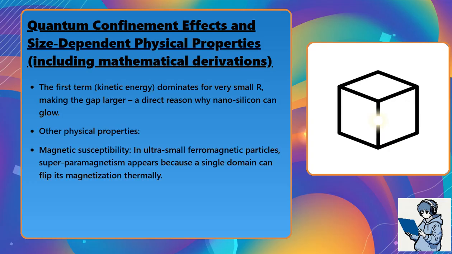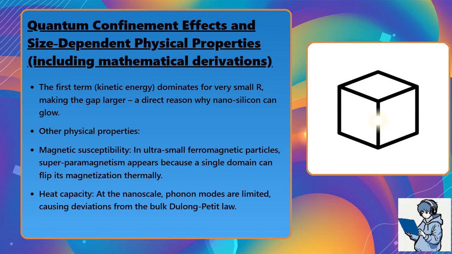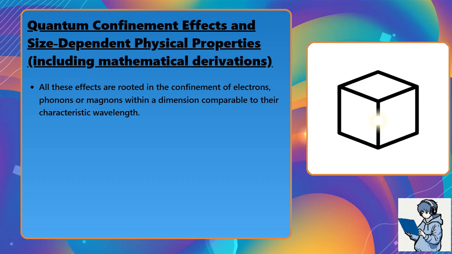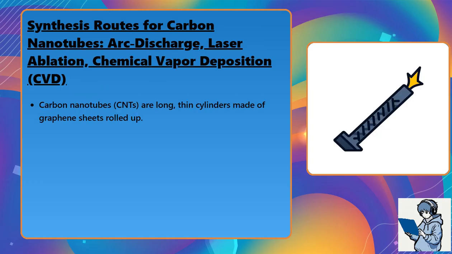Magnetic susceptibility. In ultra-small ferromagnetic particles, superparamagnetism appears because a single domain can flip its magnetization thermally. Heat capacity. At the nanoscale, phonon modes are limited, causing deviations from the Dulong-Petit law. All these effects are rooted in the confinement of electrons, phonons or magnons within a dimension comparable to their characteristic wavelength. Carbon nanotubes, CNTs, are long, thin cylinders made of graphene sheets rolled up.